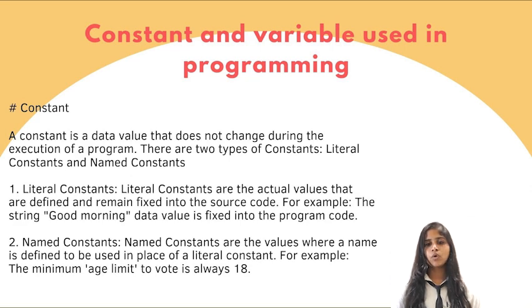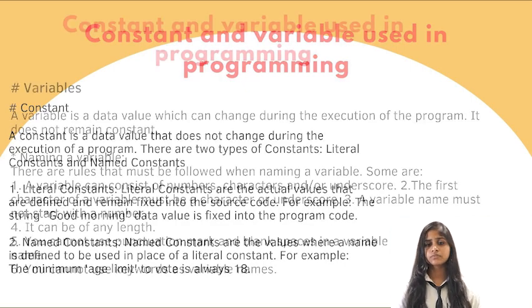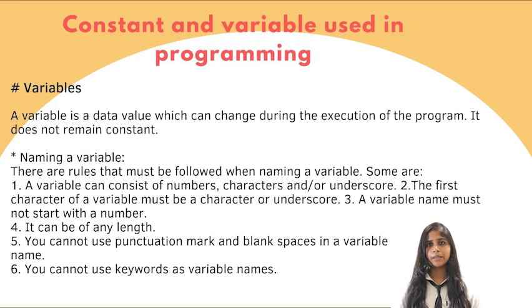Secondly, we have named constants. They are the values where a name is defined to be used in place of a literal constant. For example, the minimum age limit to vote is always 18. Coming to the next, we have variables. So a variable is a data value which can change during the execution of the program. It does not remain constant.